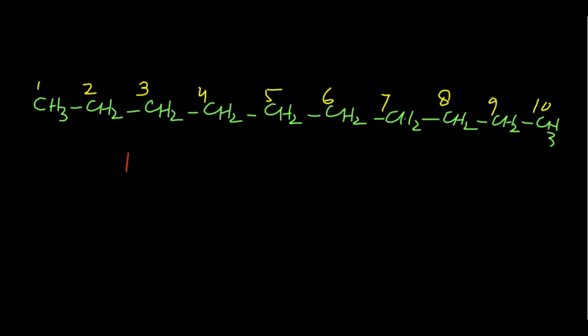So its stem is dec. Deca means 10. All the carbon atoms are connected with the help of single covalent bond. So we use the suffix ane. So what is the IUPAC name of this molecule? The IUPAC name of this molecule is decane. I hope IUPAC names of alkanes are clear to you, students.